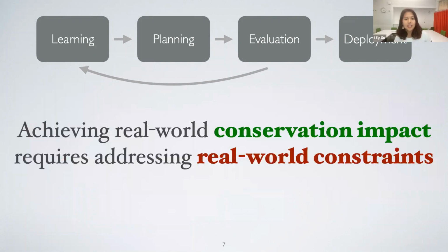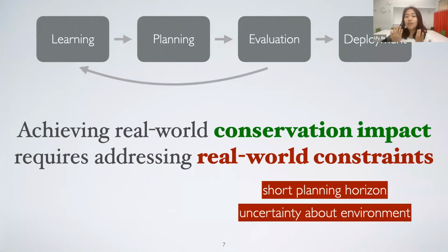And the broader message that I want to emphasize is that if we want to achieve real-world conservation impact, which I think is really aligned with the goals of CSRAI, we have to really focus on addressing real-world constraints. And some of the real-world constraints that we see in physical settings, such as environmental planning and biodiversity conservation, are, for example, a short planning horizon and a lot of uncertainty about the environment.